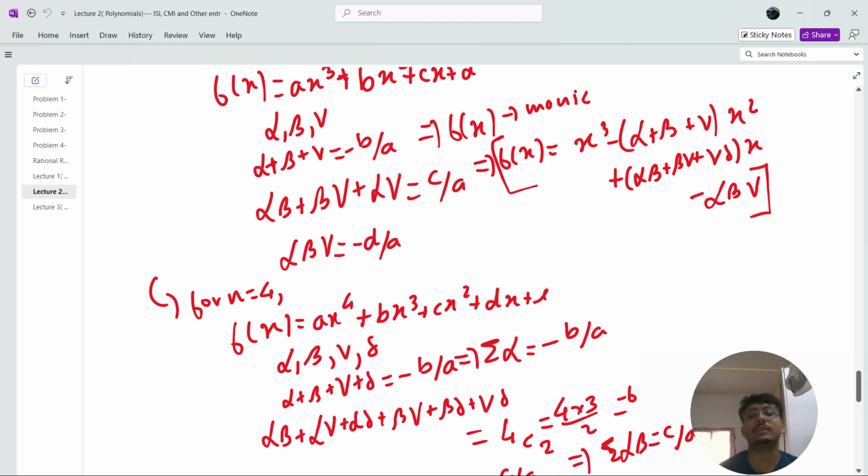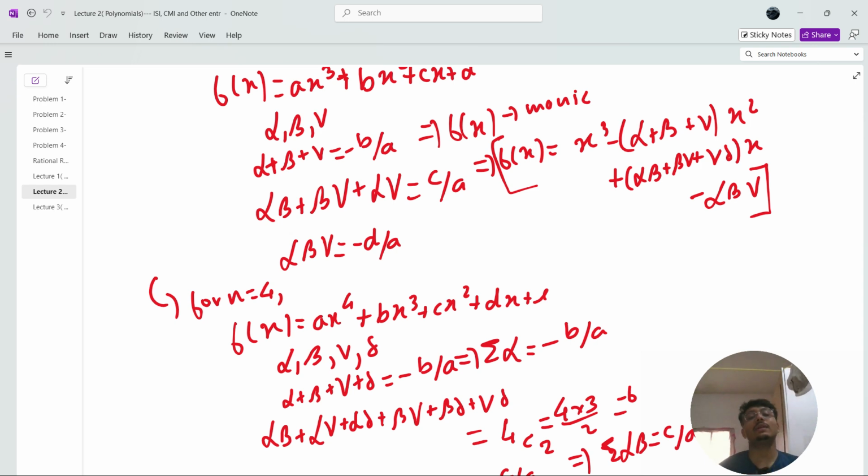One thing which is noticeable is that there's an alternation of signs. Whenever we are looking at an n degree polynomial, we start with the negative ones. The first would be negative, second positive, third negative, fourth positive. That means 1, 3, 5, 7, the odd ones would be negative, and 2, 4, 6, 8, the even ones would be positive.